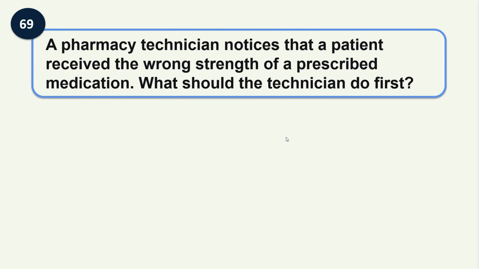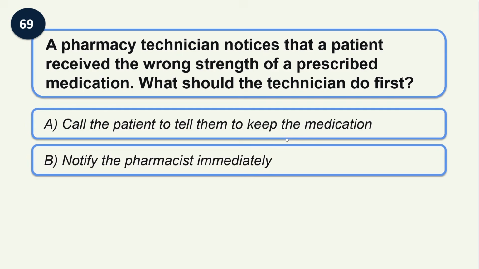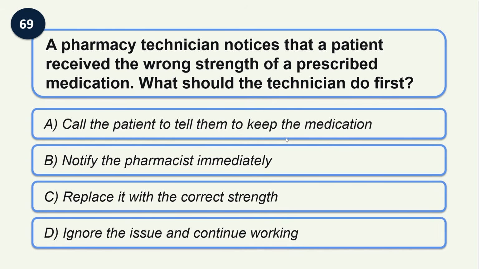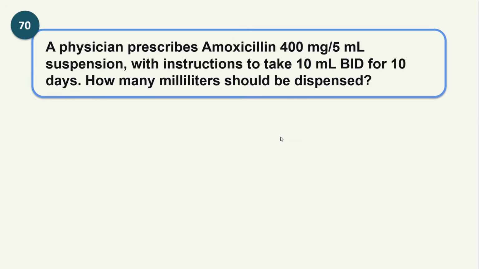Next, a pharmacy technician notices that a patient received the wrong strength of prescribed medication. What should the technician do first? A, call the patient to tell them to keep the medication. B, notify the pharmacist immediately. C, replace it with the correct strength. D, ignore the issue and continue working. Correct answer is notify the pharmacist immediately. If a pharmacy technician finds a medication error, they should always notify the pharmacist immediately.